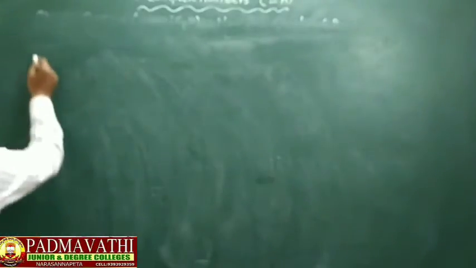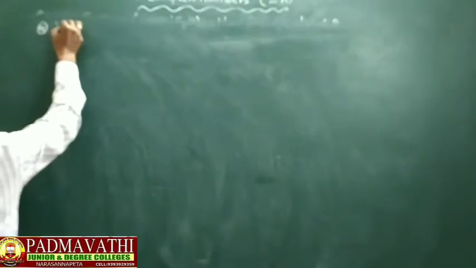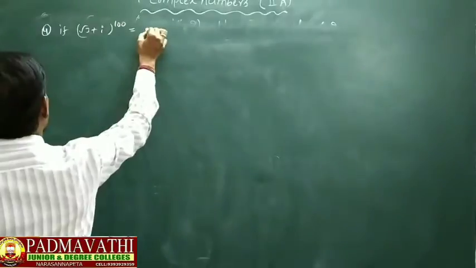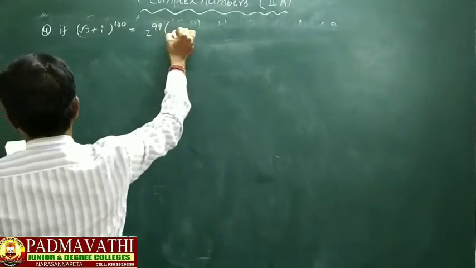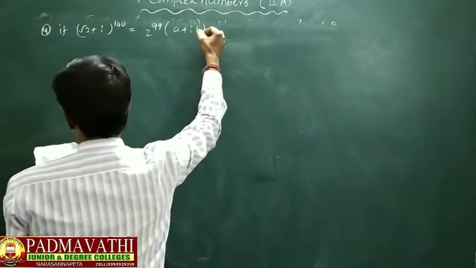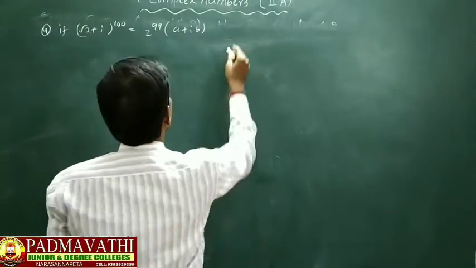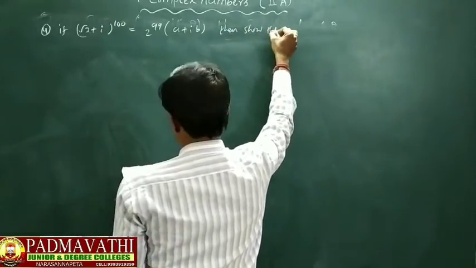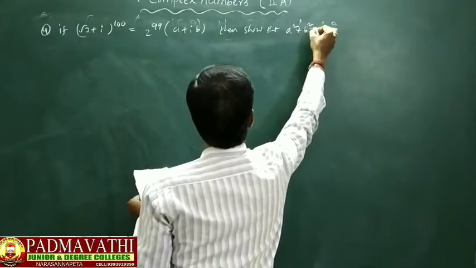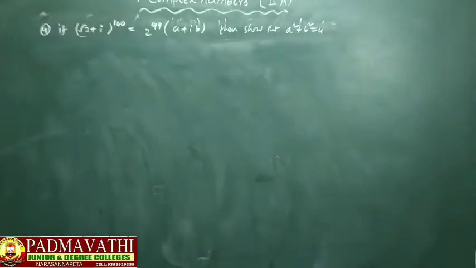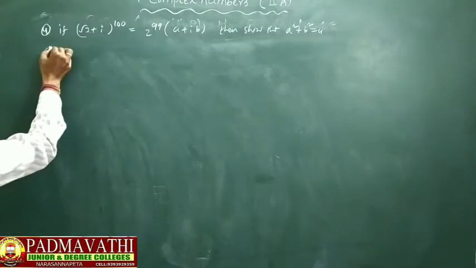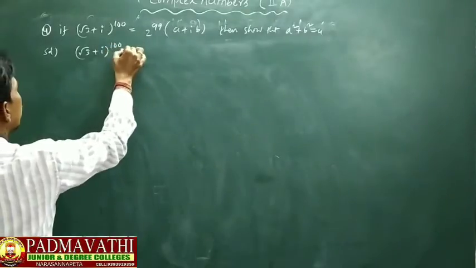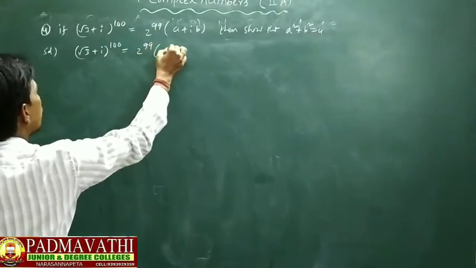Fourth one: if (root 3 plus i) whole power 100 equals 2 power 99 into (a plus ib), then show that a square plus b square equals 4. It's a very simple problem. Solution: (root 3 plus i) whole power 100 equals 2 power 99 into (a plus ib).